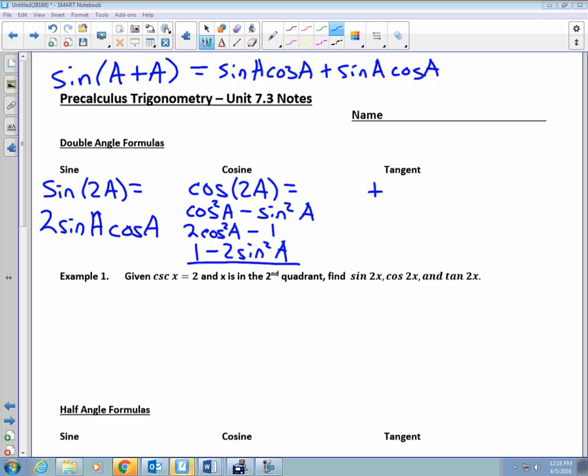Tangent of a double angle is equal to 2 tangent of that angle divided by 1 minus tangent squared of that angle. I just used my tangent sum formula from yesterday in order to come up with that because I add the tangents together on the top, right? You get 2, and I multiply the 2 together on the bottom to get tangent squared. So you can just use that formula from yesterday to come up with that.